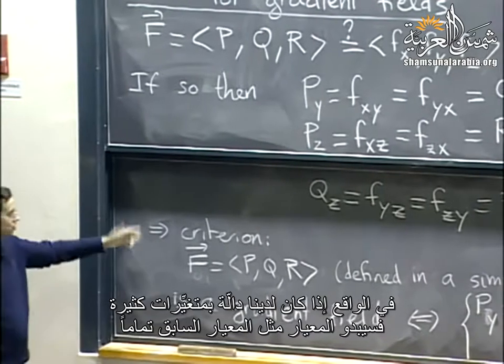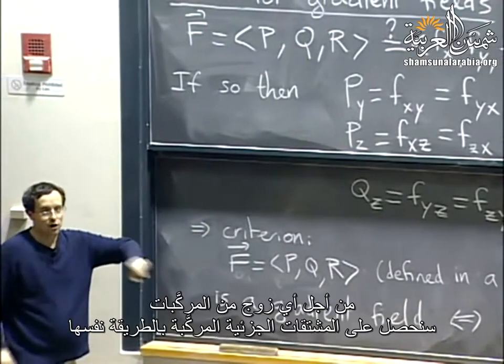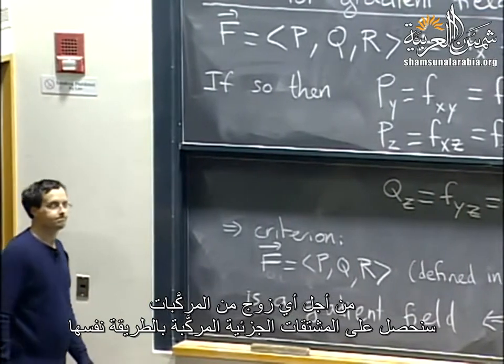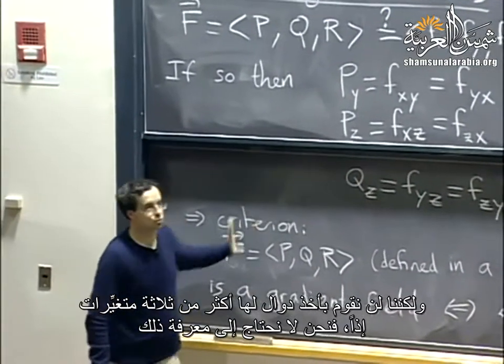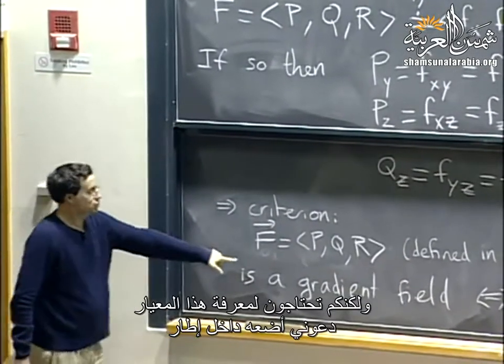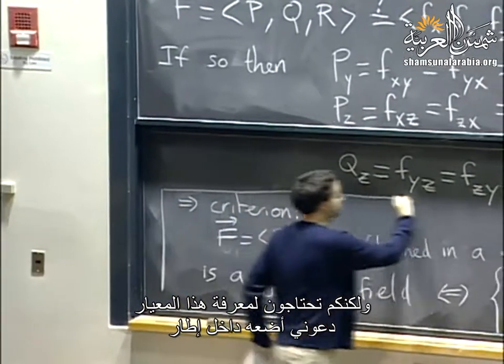In fact, if you had a function of many more variables, the criterion would still look exactly like that. For every pair of components, the mixed partials must be the same. But we are not going to go beyond three variables, so you don't need to know that. This you need to know. So let me box it.